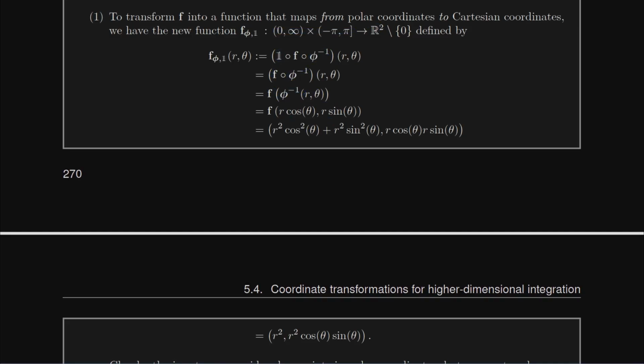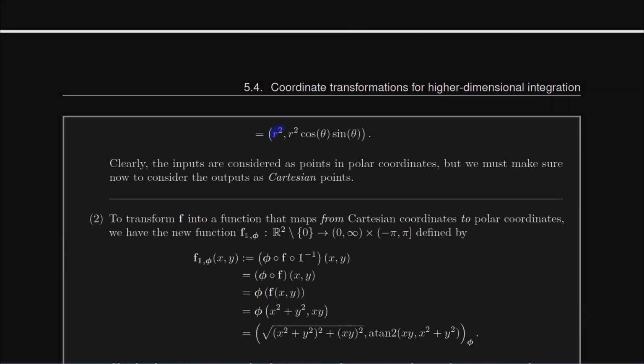And then we just go ahead and evaluate r cosine theta, r sine theta inside my function f, which gives me r squared cosine squared plus r squared sine squared as the first output. It gives me r cosine theta, r sine theta as my second output. Now, of course, if we want the Pythagorean identity, we can simplify this because we have sine squared plus cosine squared. And so we can simplify that term as just r squared, and then my second term is r squared cosine theta sine theta.